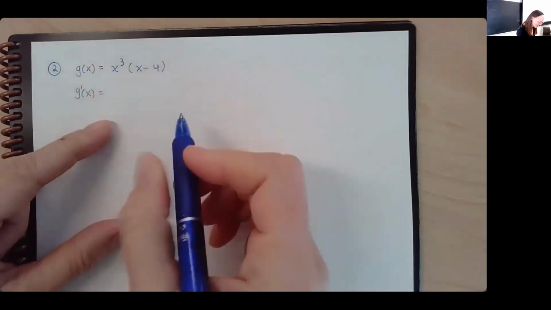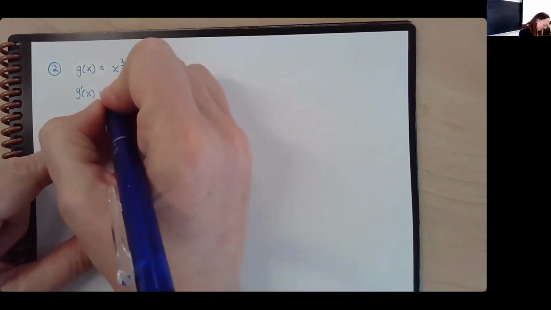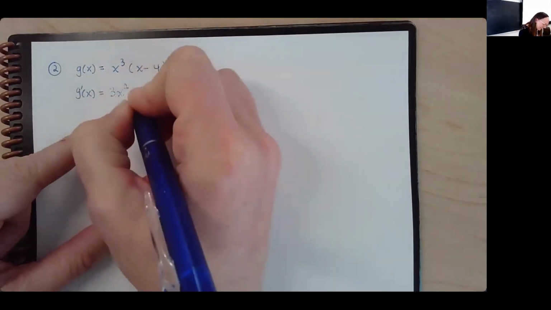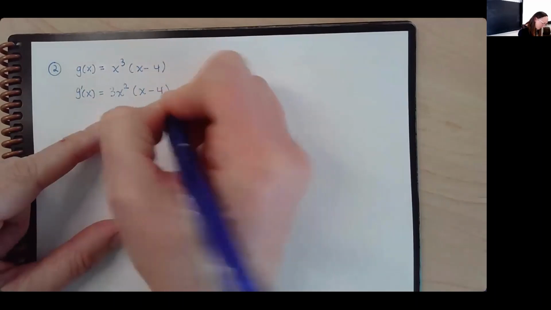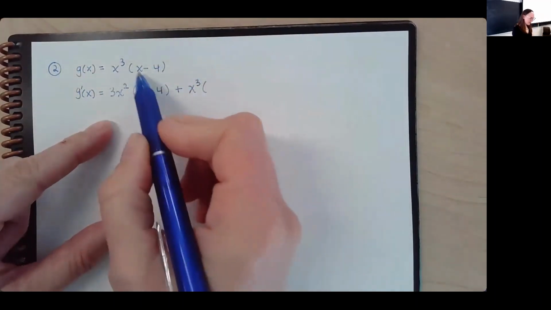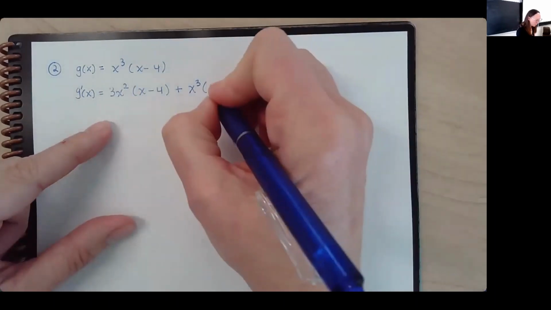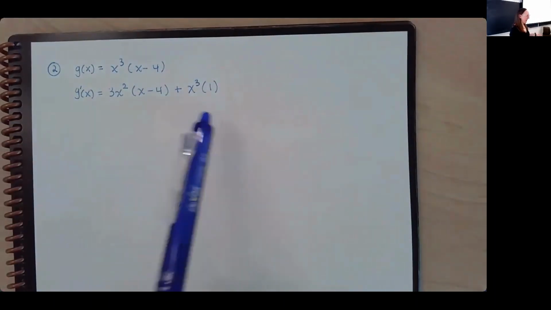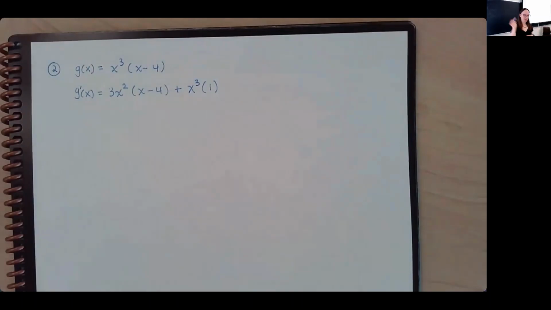Derivative of x cubed, I'm gonna end up with 3x squared, and then I'll leave the x minus 4 in parentheses. I'm gonna add to that x cubed, and then when I take the derivative of x minus 4, I just get 1. And someone in the chat asked if you have to write the 1. Heck no, you do not have to write the 1. Everybody's gonna know you took a product rule already.